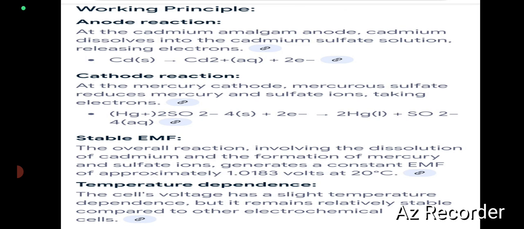Anode reaction. At the cadmium amalgam anode, cadmium dissolves into the cadmium sulfate solution, releasing electrons: Cd(s) gives Cd2+(aq) plus 2 electrons. Cathode reaction. At the mercury cathode, mercurous sulfate is reduced to mercury and sulfate ions, taking up the electrons.